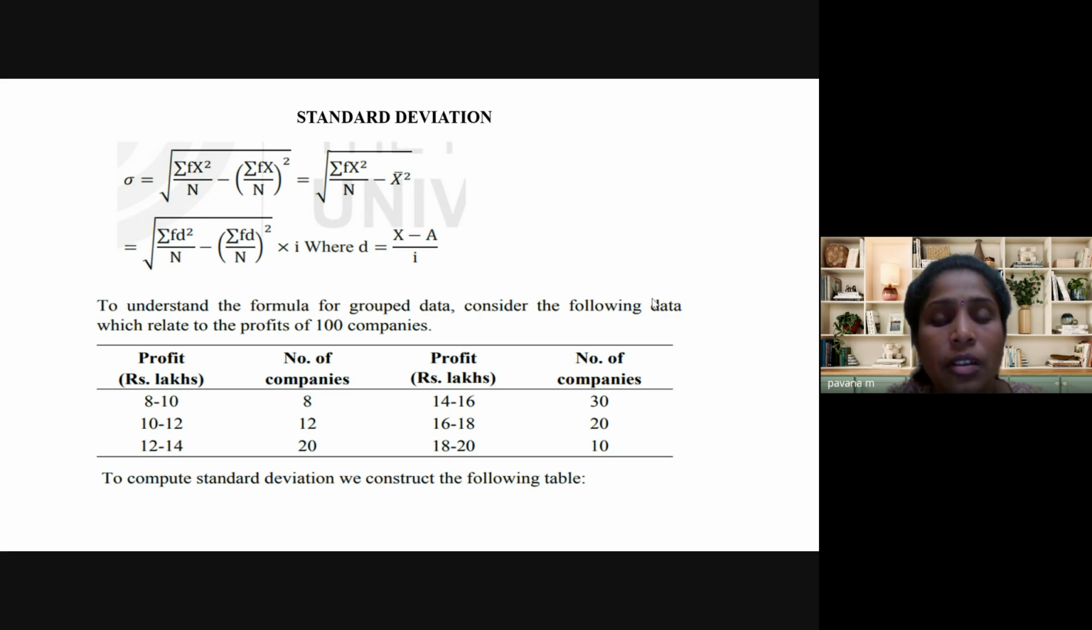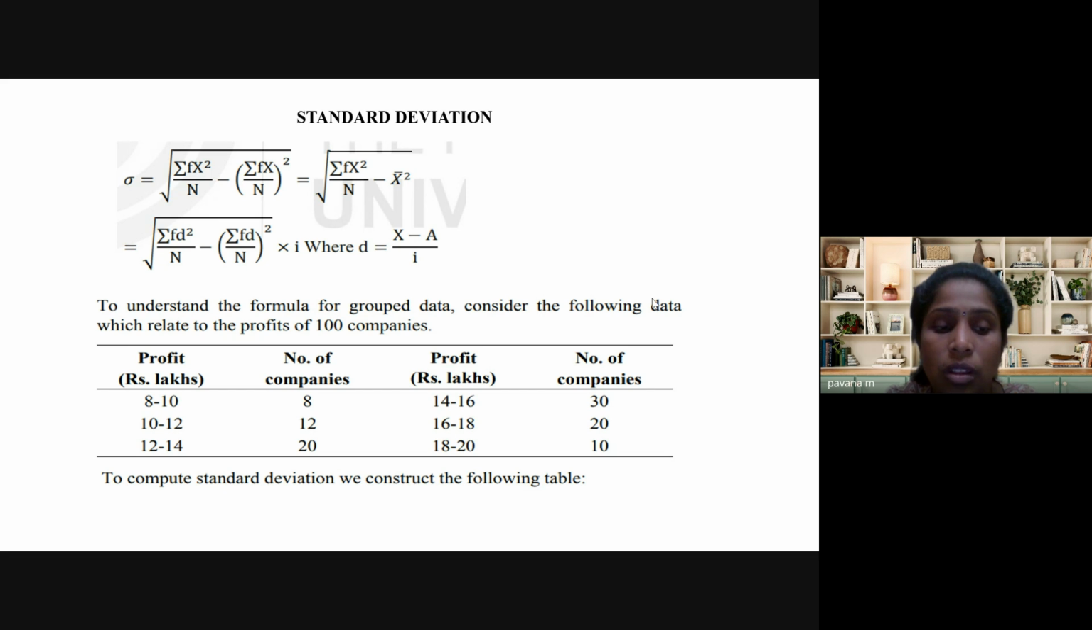Here d is equal to x minus a by I, auxiliary point. In the previous topic also, we discussed auxiliary point in the arithmetic mean. For calculating arithmetic mean, we used auxiliary point, right? So if they ask you to calculate the standard deviation through the auxiliary point, then you can use this particular formula. So these are the formulas for calculating the standard deviation.